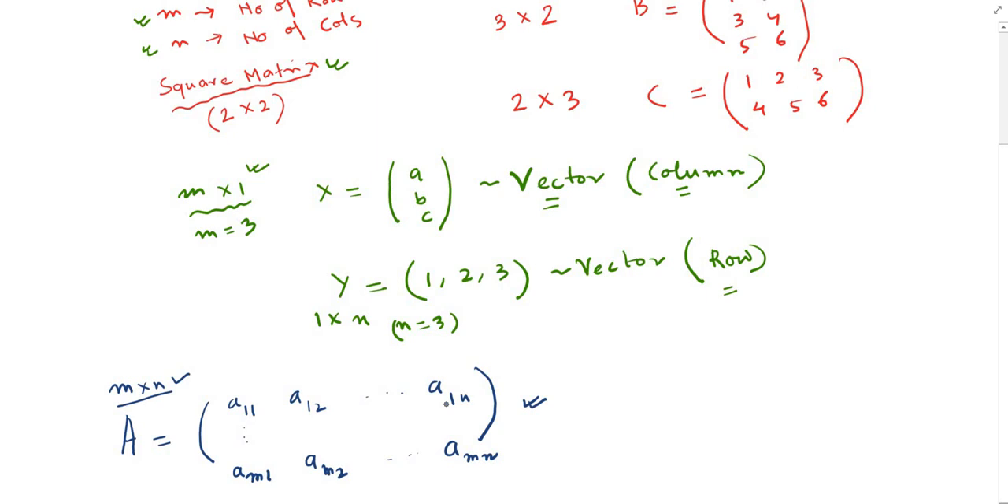So we discussed matrices, we discussed vectors, and we also discussed the general form, or general representation, of a matrix.